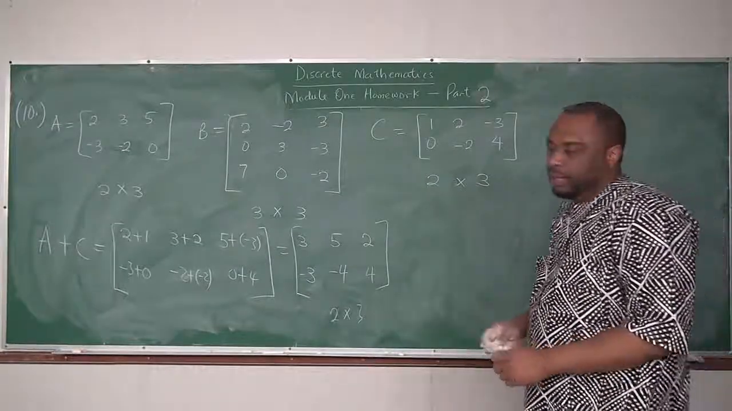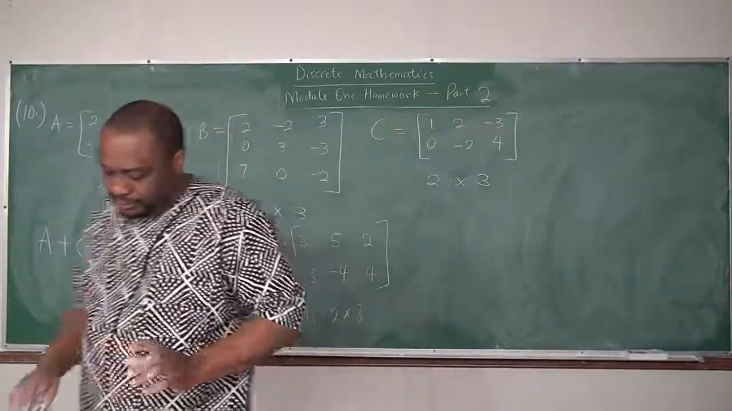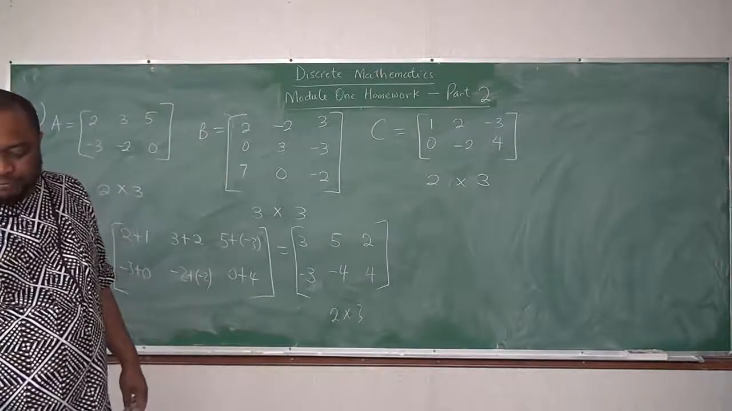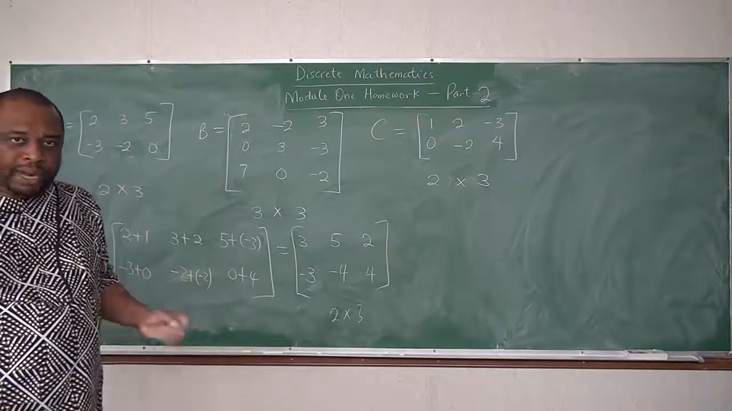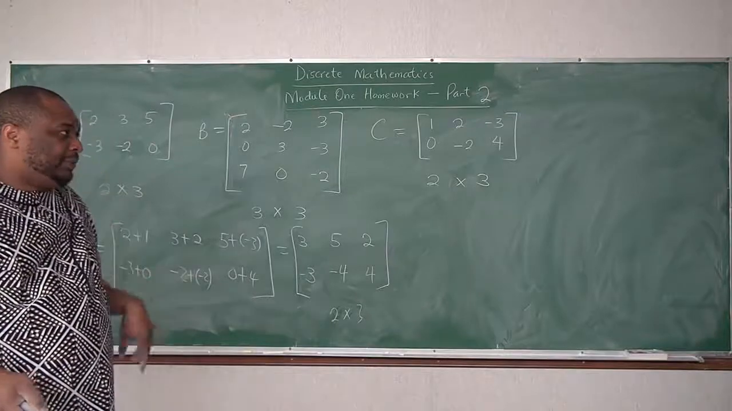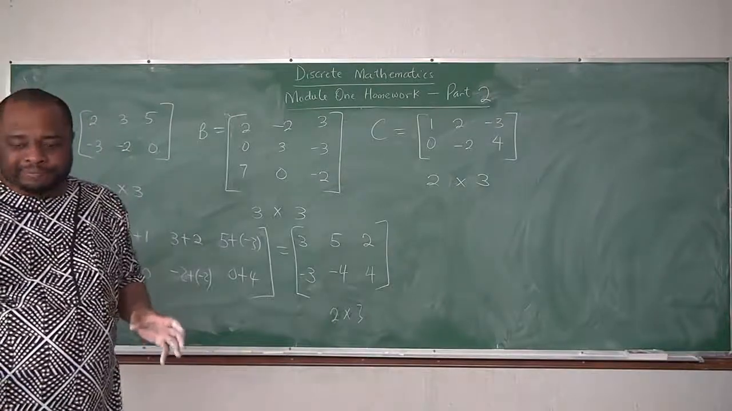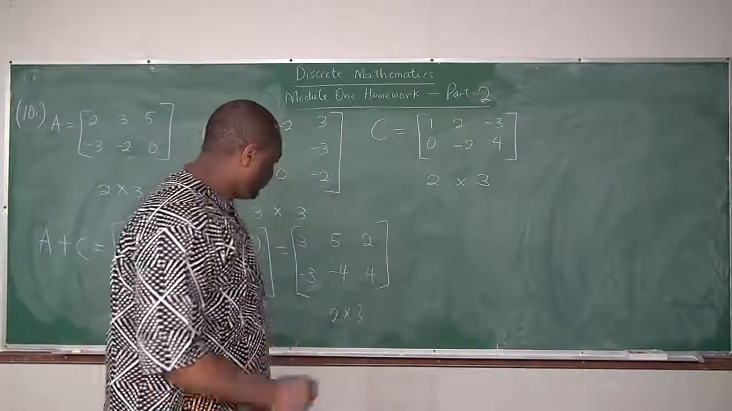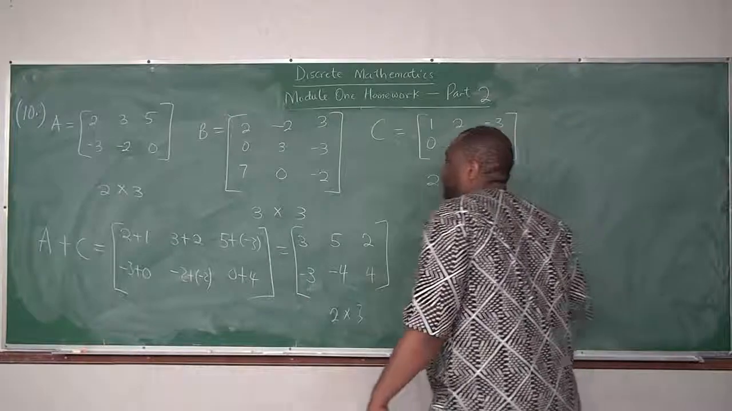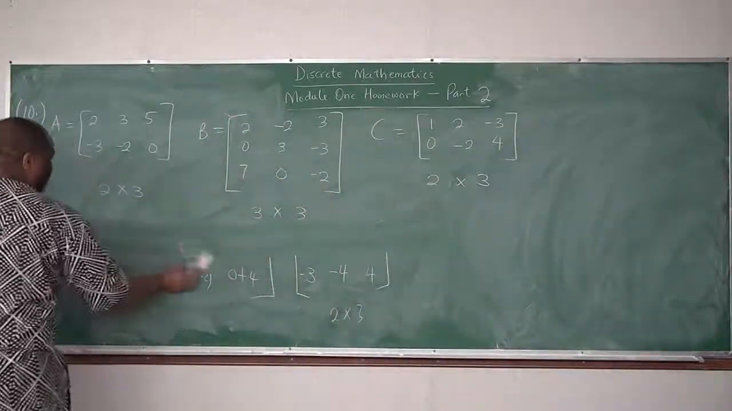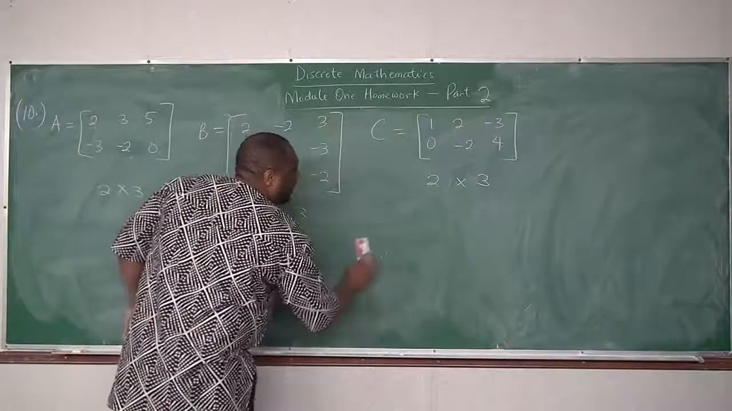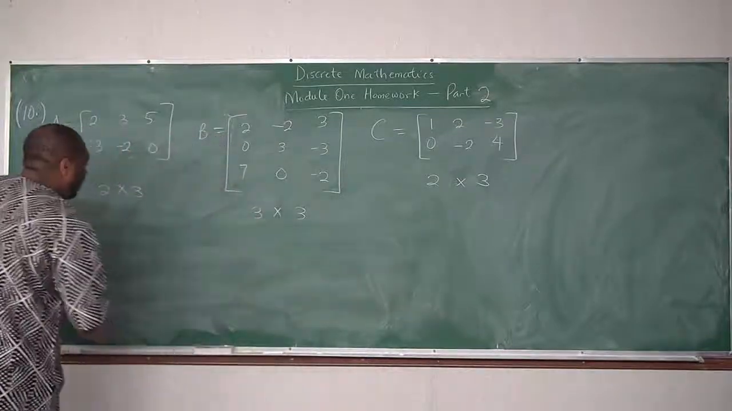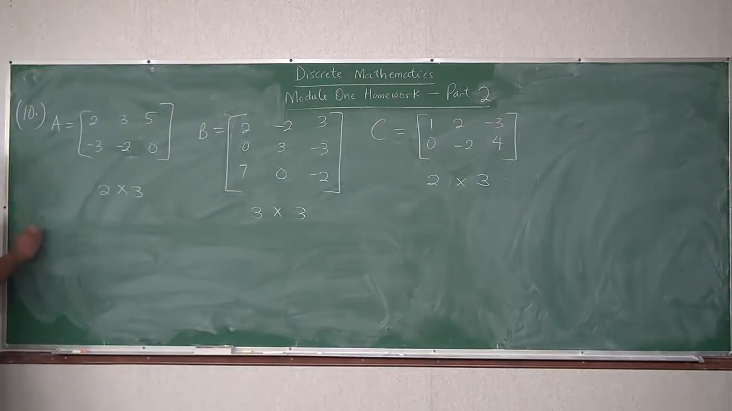B part. They say compute AB. Compute the product AB. If this product is undefined, explain why. So let's find A times B. I will need more space.